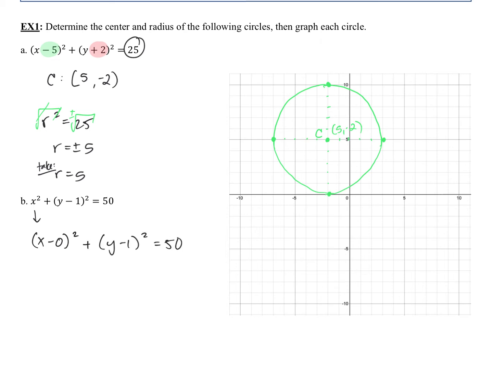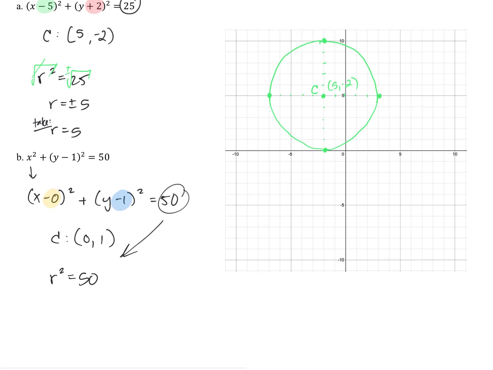And now you can see the x value. And then that's my y value. So my center, opposite of the 0, that's just going to be 0. And then opposite of negative 1, 1. So my center is 0, 1. And then my radius squared is 50. Radius squared is 50. So to solve for that, take the square root of both sides.